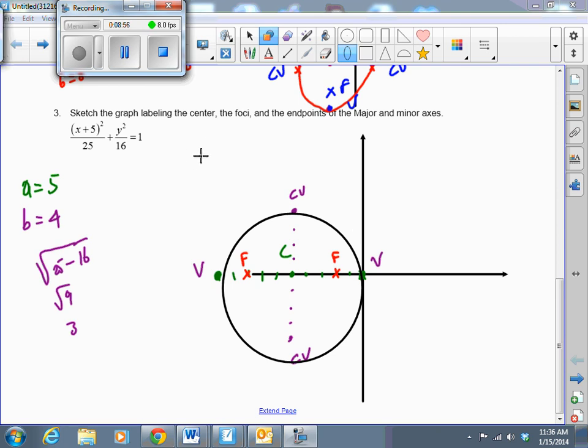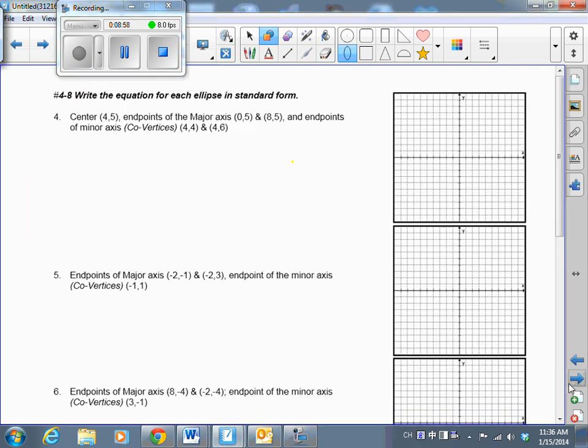All right, let's move on to the next page. The next page, this is what I enjoy the most. I no longer give you the equation, and I'm going to make you come up with the equation. But I will give you all the clues necessary to come up with the equation.